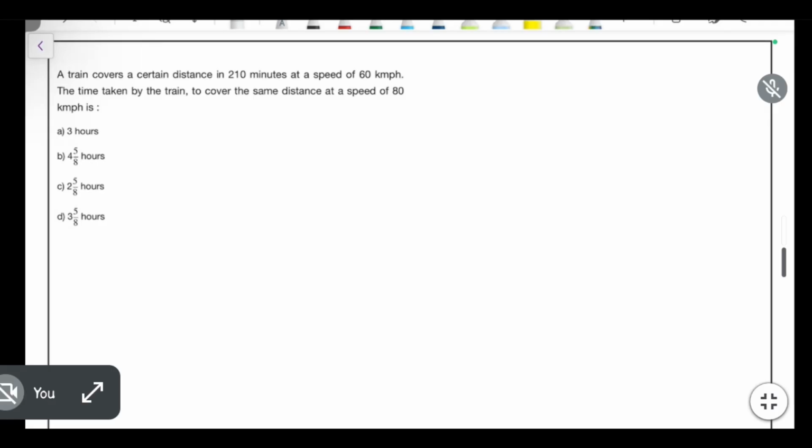A train covers a distance in 210 minutes at a speed of this one. The time taken by the train to cover the same distance at a speed of this one. Okay, there are two parts in this question. The first part is this one, and the second part is we also find the time taken by the train to cover the same distance at the speed of this one. So I'll find the distance using the first part of the question.